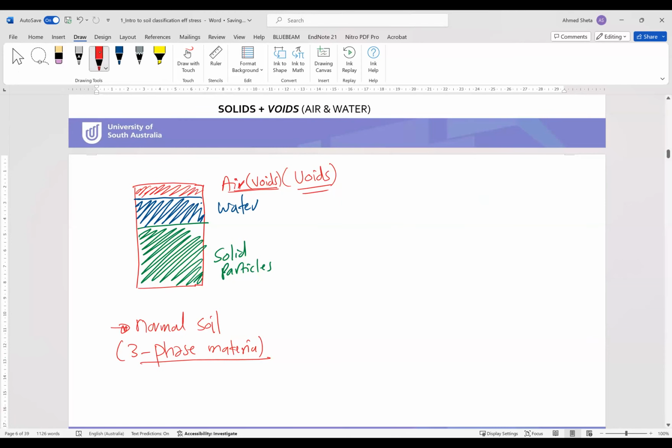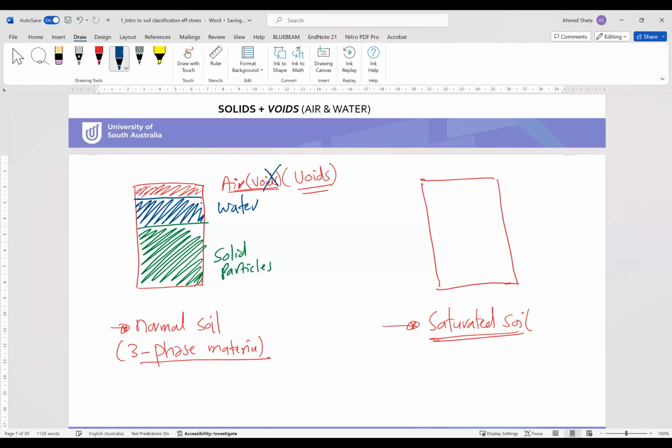Now this was the normal soil. We have another type of soil, called saturated soil. We need to know what is the difference between saturated soil and normal soil. Saturated soil is soil in which all the voids are filled with water. So there is no air in the voids. So how many phases will this soil have, if there is no air and the voids are filled with water?